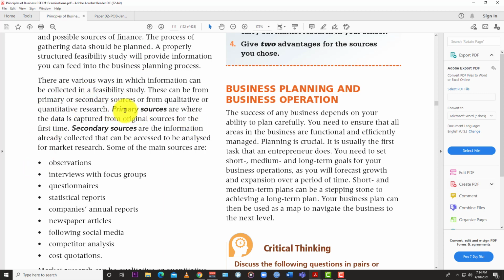And so what are primary sources? Primary sources are where the data is captured from original sources for the first time. And then the secondary resource is the information already collected that can be accessed to be analyzed for market research.